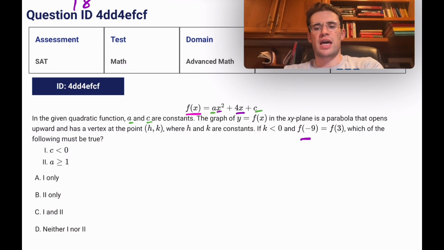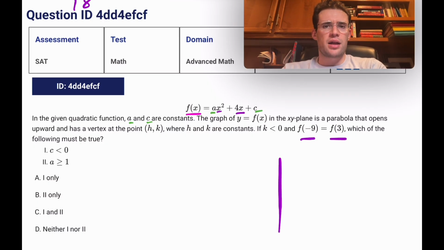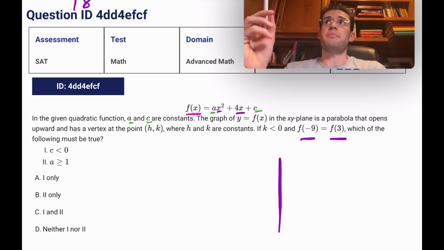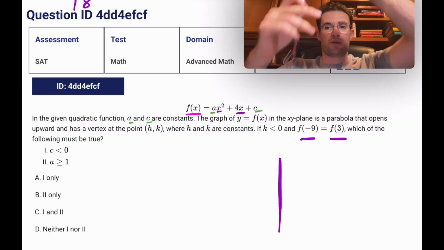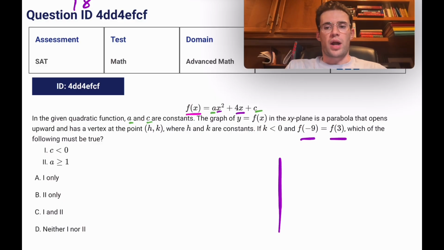So what's interesting here, they gave us f of negative 9 is equal to f of 3. So even though those aren't necessarily zeros of the function, like likely they're not zeros, a quadratic function, a parabola, at least in this standard form that you'd get on the SAT, is always going to be symmetrical with respect to that axis of symmetry, which would be a vertical line. So wherever that is, we know that if f of negative 9 is equal to f of 3, those are 2 points on opposite sides of that axis of symmetry.